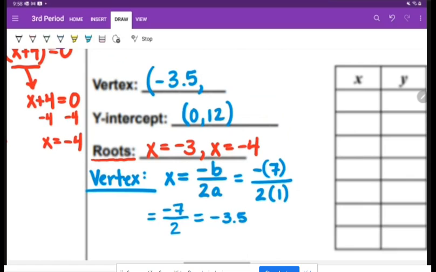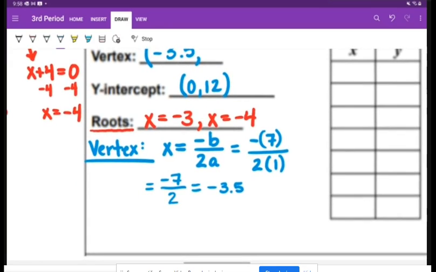But we're not done because now we need to find the y value. So we already found our x value of our vertex, which is exactly what we use to find the y value of our vertex. So what we're going to do is take our equation again, which is x squared plus 7x plus 12. We're going to take our equation and we have to find the y value by plugging in the x value. And our x value is negative 3.5.